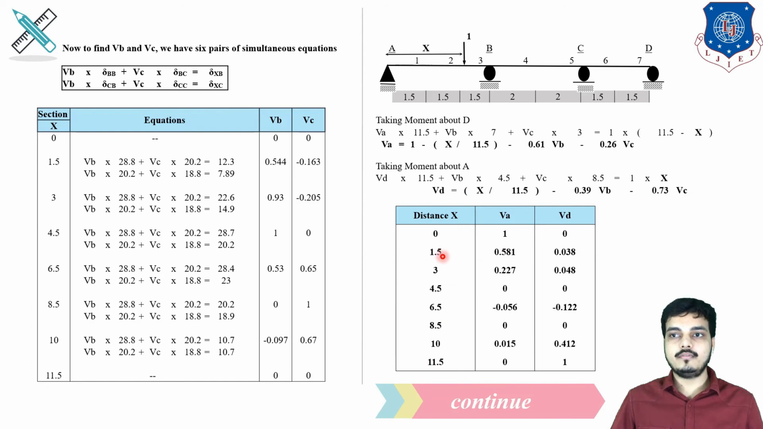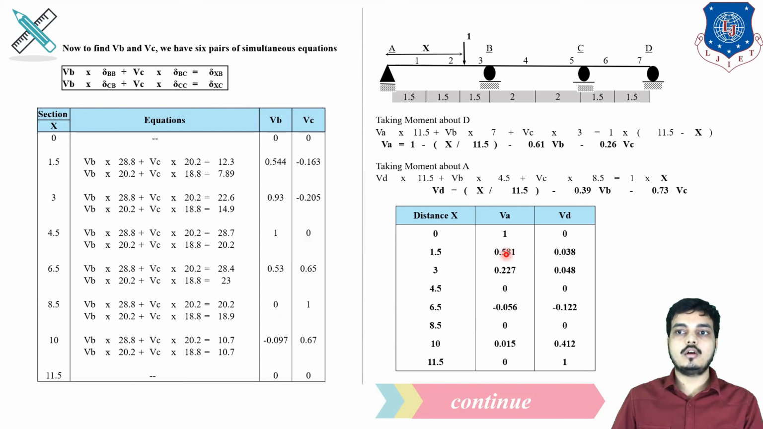Now for 1.5, the VB value is 0.54 and the VC value is minus 0.163. So placing that, I will get VA in this equation, and if I place x, VB and VC values in the other equation, then I will get my VD. Similarly, we can find the values of VA and VD. So this was the difference in the table.